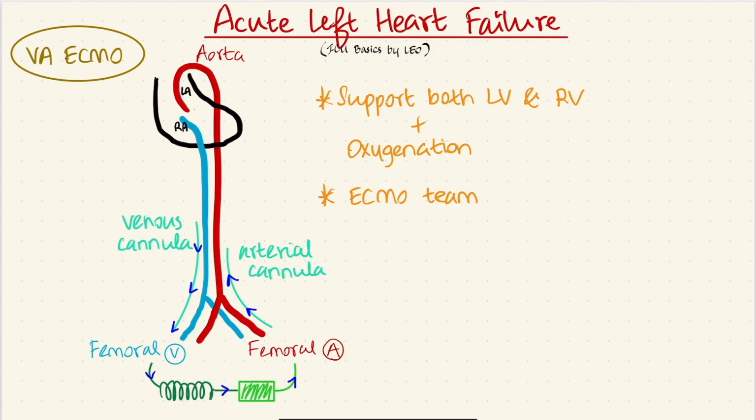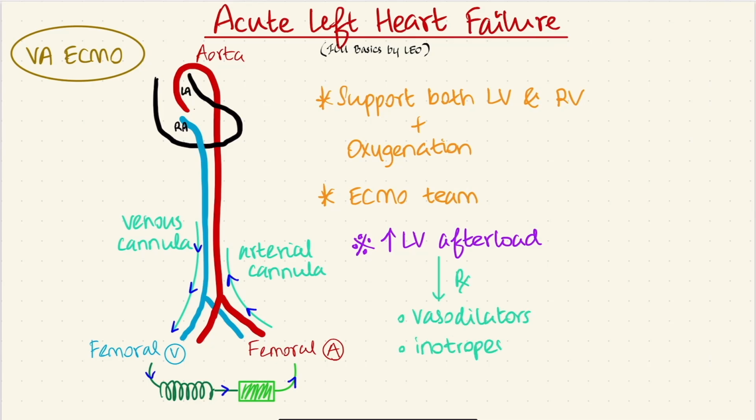Because the blood is returned to the arterial circulation via retrograde aortic flow, the downside of VA ECMO is that it causes an increase in left ventricular afterload and consequently an increase in left ventricular wall stress and myocardial oxygen demand. Vasodilators, inotropes, intra-aortic balloon pump, or Impella device can be added to counter these harmful effects and to maintain left ventricular ejection.